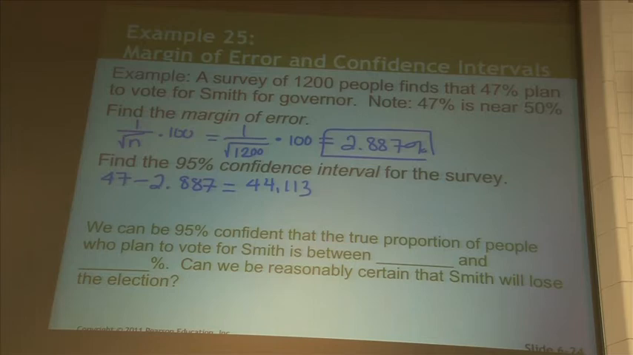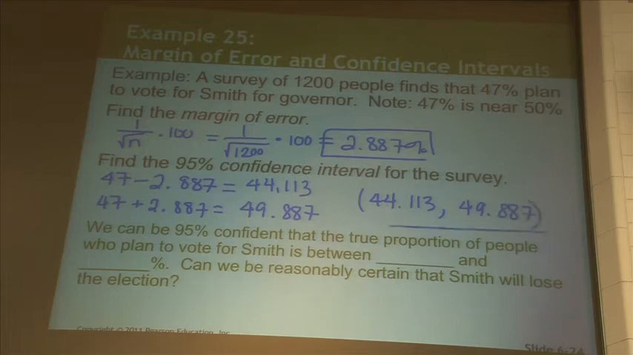of error. So 47 plus 2.887. I got 49.887. So our confidence interval goes from 44.113 to 49.887.